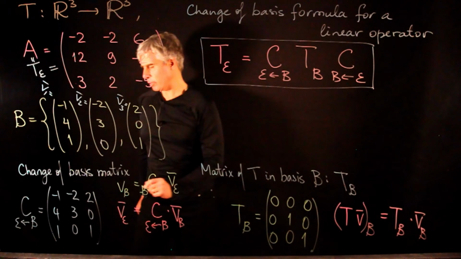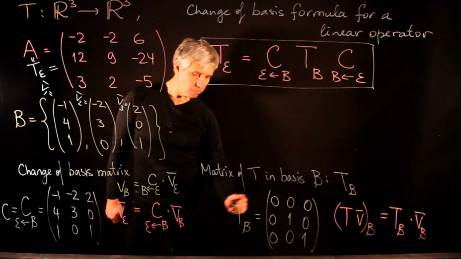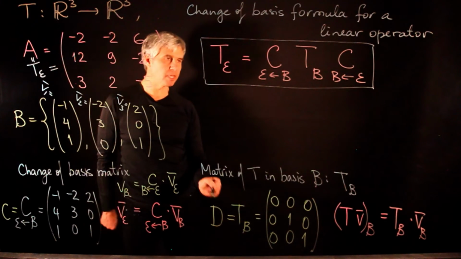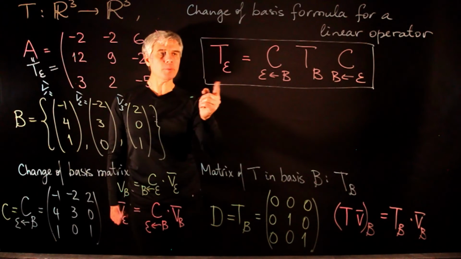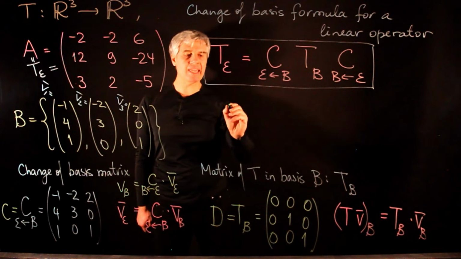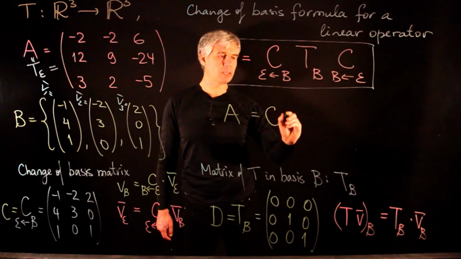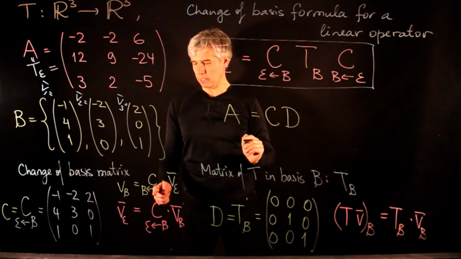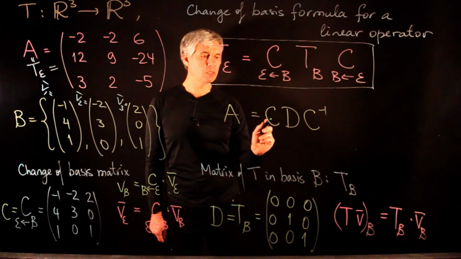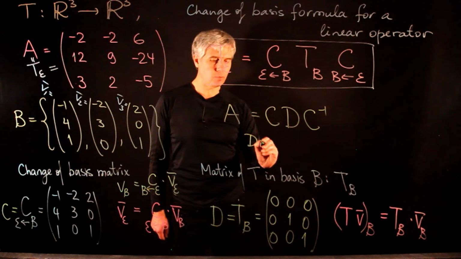If we want to simplify our notation, let us call this change of basis matrix simply C, and this matrix let's call D, because this is a diagonal matrix, and diagonal matrices are usually denoted by the letter D. Then this formula can be written as: on the left we have the matrix of T in the standard basis, which is A. And here we have that A is equal to C times D times the inverse of C. So we get that matrix A is C times a diagonal matrix times C inverse. And this is called the diagonalization formula.